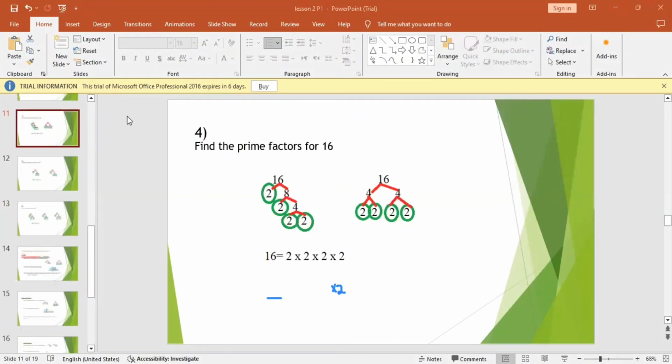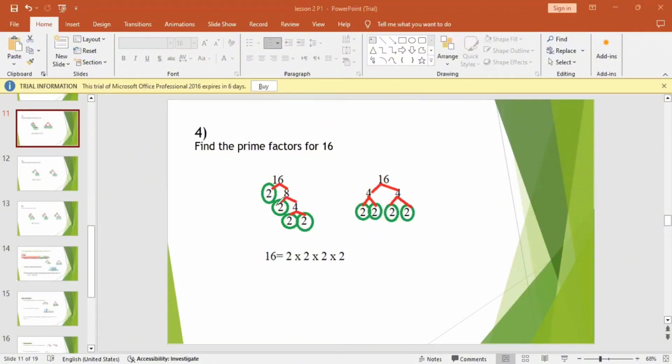Find the prime factors of 16. How can I factorize 16? I can get it by multiplying 2 by 8. 2 times 8 equals 16. 2 is a prime number. Let's take 8. I can get 8 by multiplying 2 times 4.